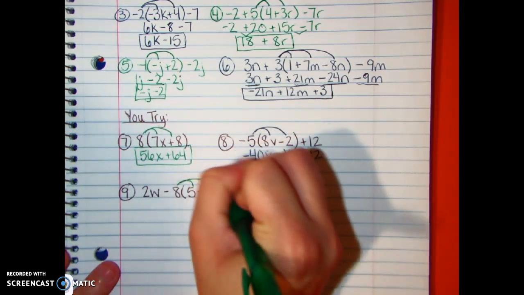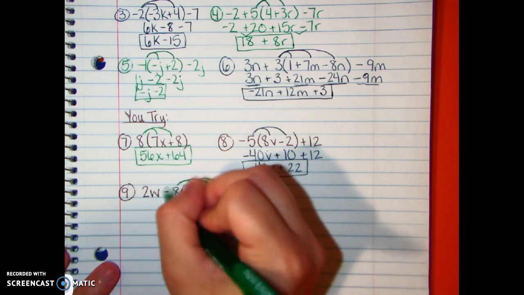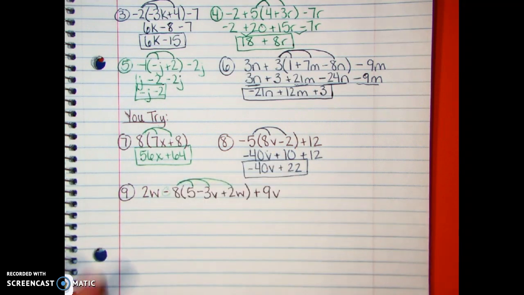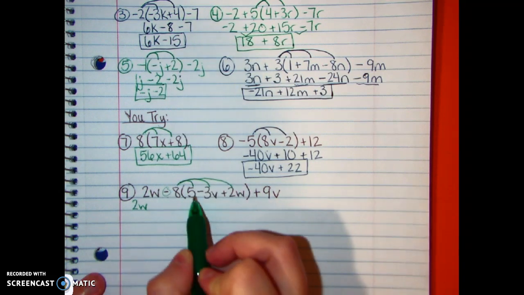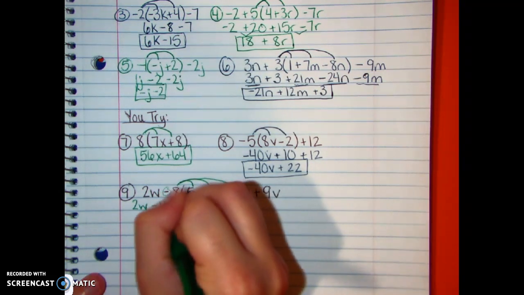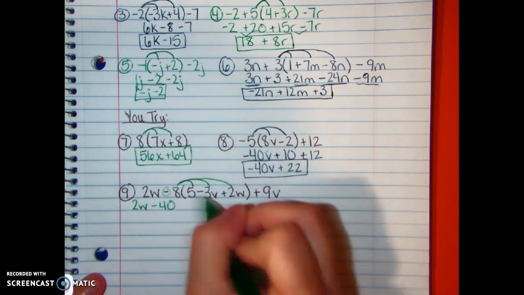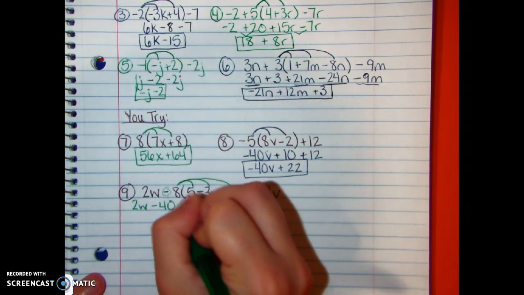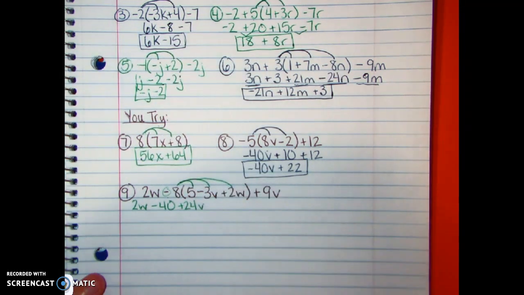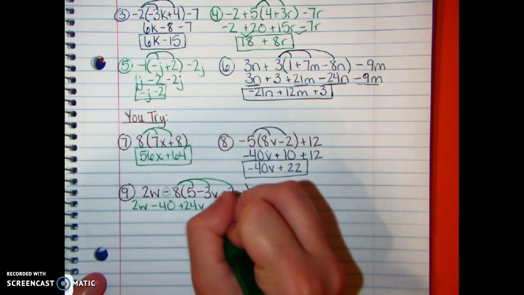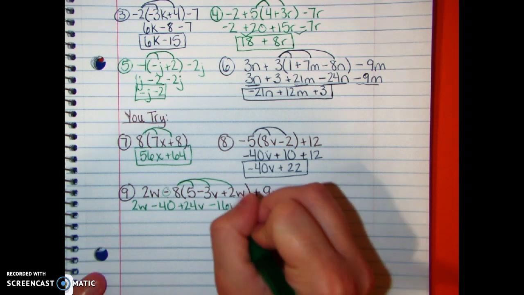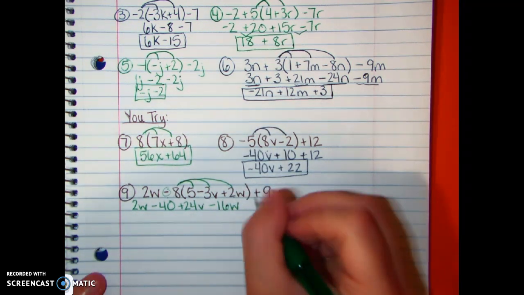Distribute that negative 8. There's a negative there, so hopefully you distributed the negative. So I'm going to bring down the 2w. Negative 8 times 5 is a negative 40. Negative 8 times negative 3 is a positive 24, and bring the v with it. Negative 8 times 2 is minus 16, bring the w, and then bring down that 9v.